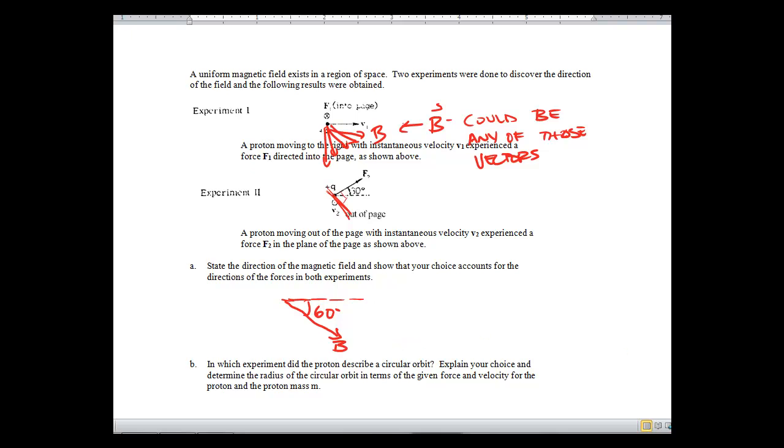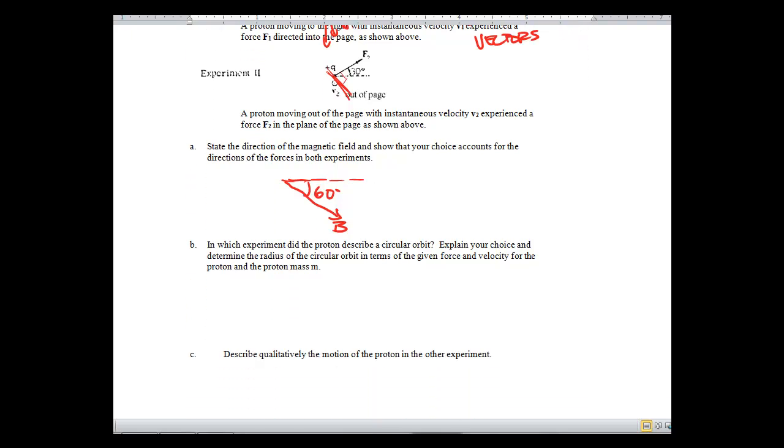And we want to know which experiment describes a circular orbit, and then we want to know the other one. We only have a circular orbit when the velocity is perpendicular to the magnetic field. So, the experiment where the velocity is perpendicular to that magnetic field is experiment 2. The velocity is out of the page and the magnetic field's in the plane of the page. So they're perpendicular.